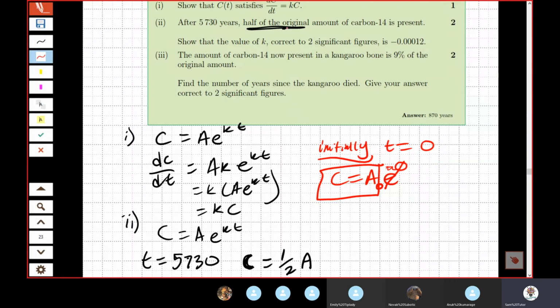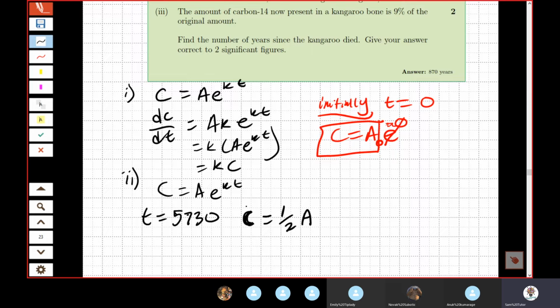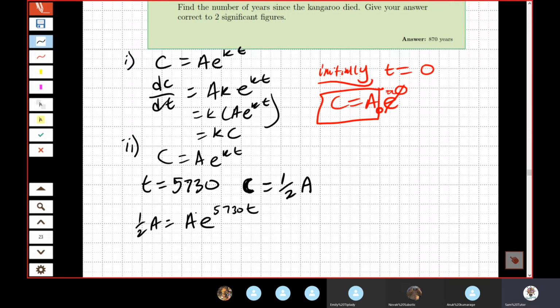So when this question is saying half of the original amount, what more students had to know is that C is equal to half of A. That's the only way you would actually get rid of A when you sub it in. Otherwise, if you only knew C was like 5, you'd still have A missing. But in this case, half A equals A e^(kt). You can actually get rid of A and you can solve for T. Can you see that?